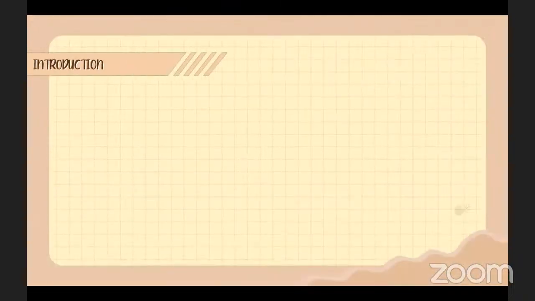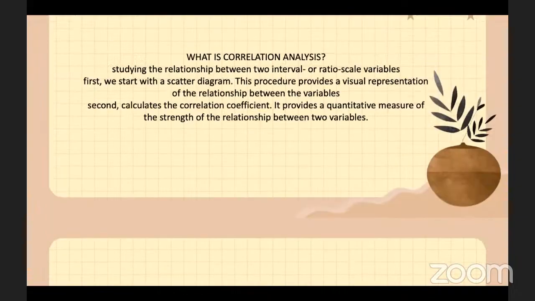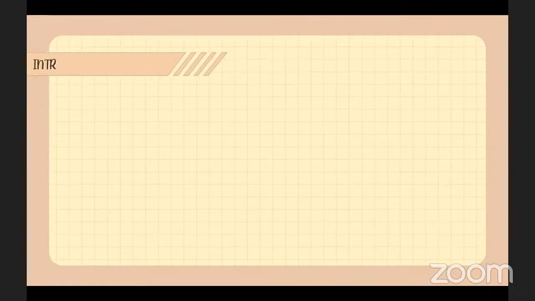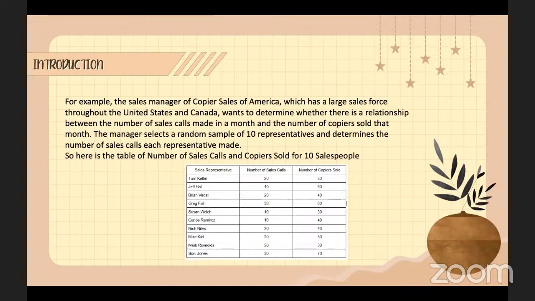For example, the sales manager of Copier Sales of America, which has a large sales force throughout the United States and Canada, wants to determine whether there is a relationship between the number of sales calls made in a month and the number of copiers sold in that month. The manager selects a random sample of 10 representatives and determines the number of sales calls each representative made. So here is the table of sales calls and copiers sold for 10 salespeople.